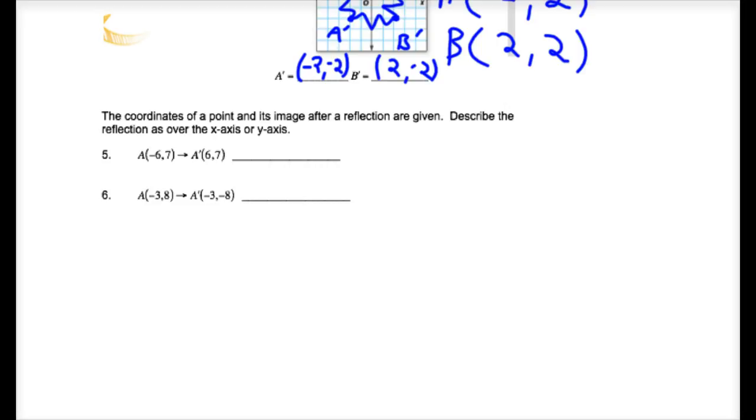So, guys, excellent answer. That is a y-axis reflection because the x's changed signs. How about the next one? Negative 3, 8 became negative 3, negative 8. What was that reflected over? The x-axis. I bet that's on your homework, guys.